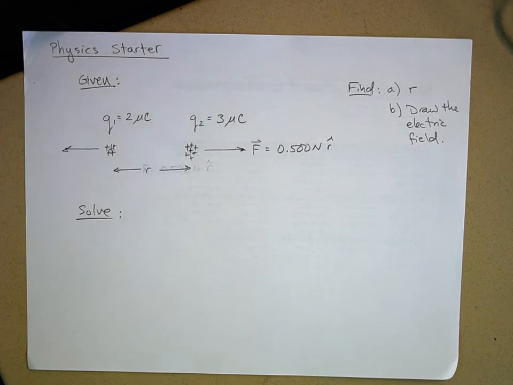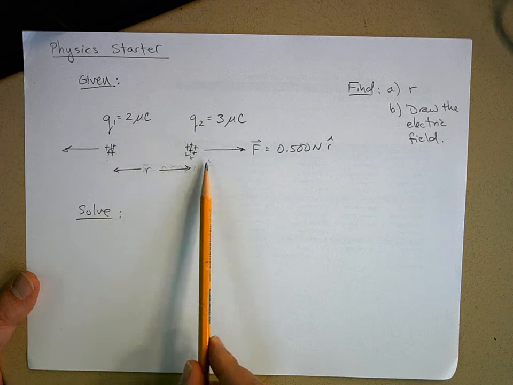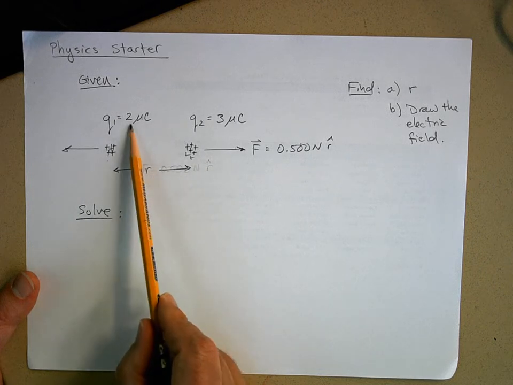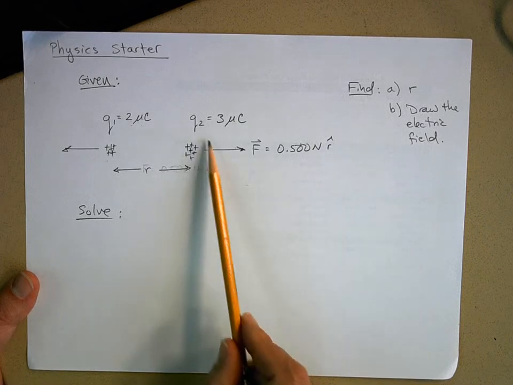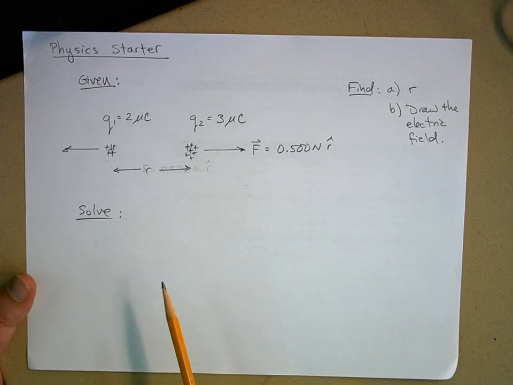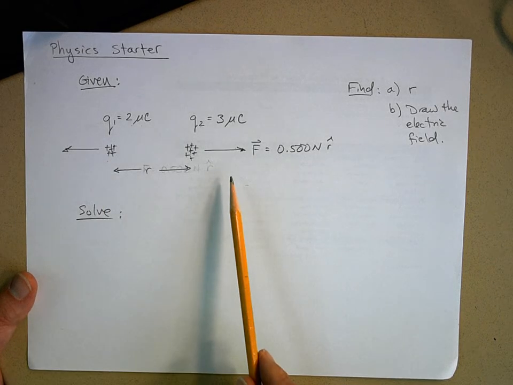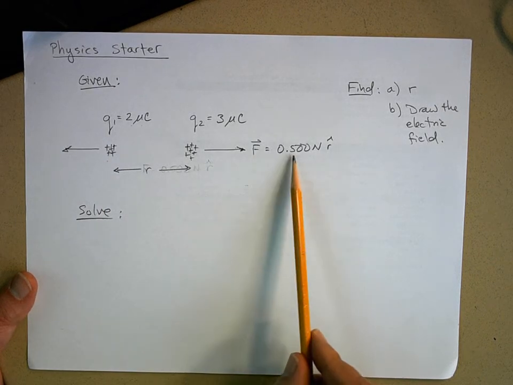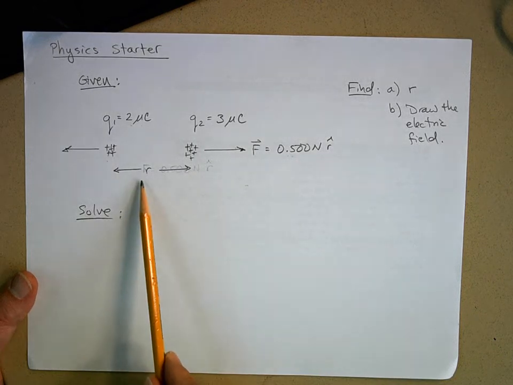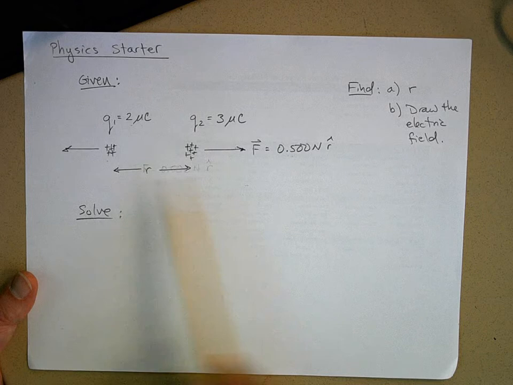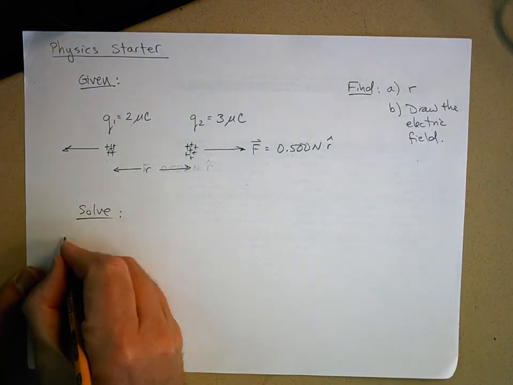All right, let's work this problem out. I've got two charges, Q1 and Q2. Q1 is 2 microcoulombs, and then Q2 is 3 microcoulombs. And there's a force, a repulsive force, of course, between them, which is given to be 0.5 newtons, and we want to know how far apart they are, which we're going to use the letter R to represent. And then we're going to draw the electric field. So let's get started on part A.